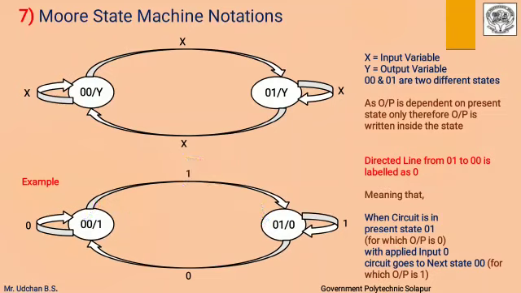Similarly, we can read this as the circuit is in state 00. If we apply a 0 input, the circuit remains in that state only and the output is 1. Again, similarly we can read for this: the circuit is in 01 state. If we apply a logic 1 input, it will remain in that state only and the output for that is also a 0. So this is how we can read the Moore state machine notations.